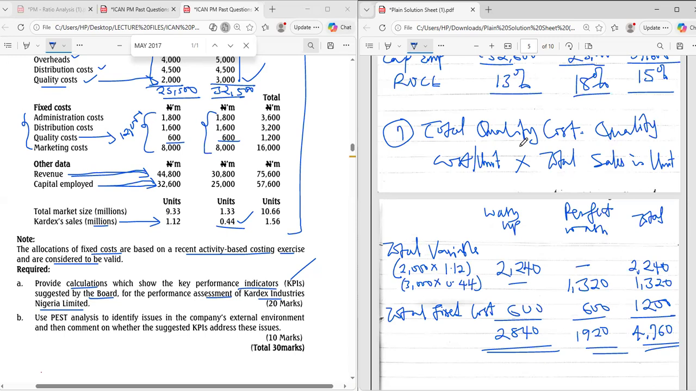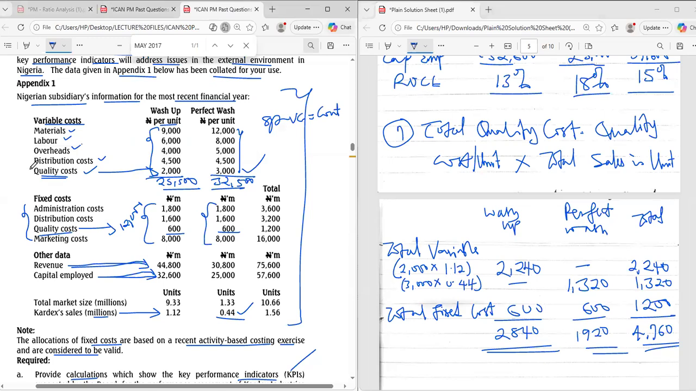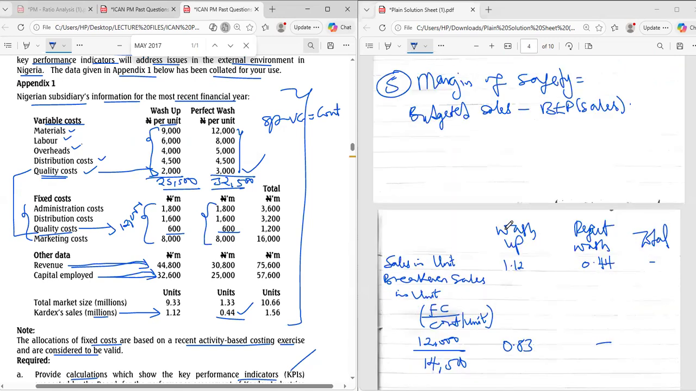I have a question. I wanted to ask, is fixed cost part of the total quality cost? Check now. Look at this, and this is the total. So you add both. Any other question? Please, can you scroll up to number 5? Number 5. Any other question?